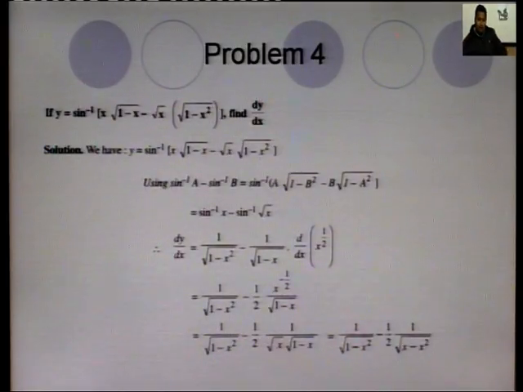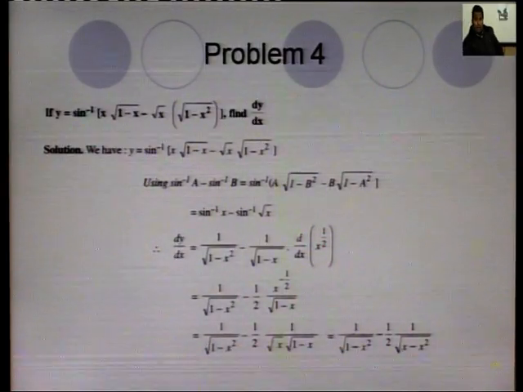After simplifying it, this will become 1 upon root of 1 minus x square minus 1 by 2 root of x minus x square. In this question we have used this formula, which I have shown you earlier, to break this inverse function into simple functions.